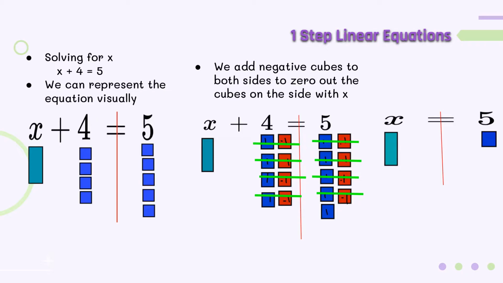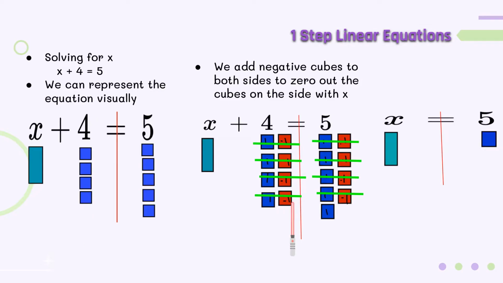So in one-step equations, we're solving for a variable, in this case x. So we have x plus 4 equals 5. We can represent this equation visually. So over here, we have x plus 4 equals 5. So I have x as a rectangle, and my constant, 4, as 4 different cubes.